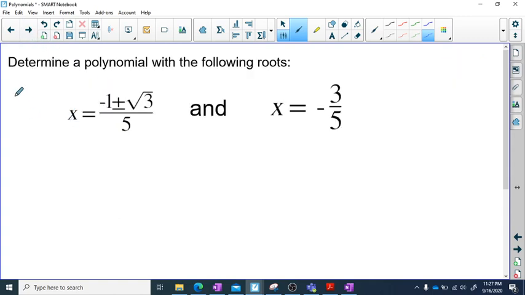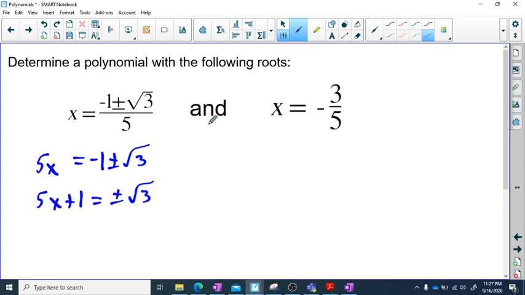So that's quadratic. If I extend that to polynomial, I get something like this, with some ugly irrational solutions and one rational one over here. I'm going to combine those together and get the two possibilities. Let's do this one first. I've got to get rid of the 5 on the bottom, so it's going to be 5x equals negative 1 plus or minus root 3. Now I'm going to move the minus 1 over here, so 5x plus 1 is plus or minus the square root of 3.